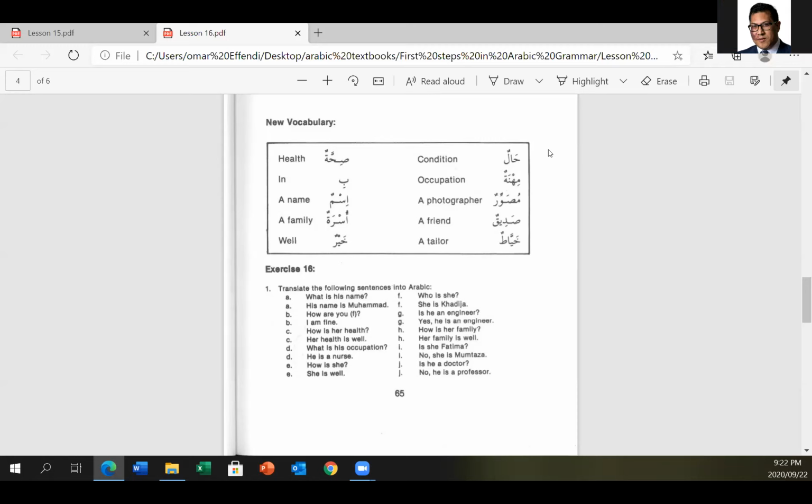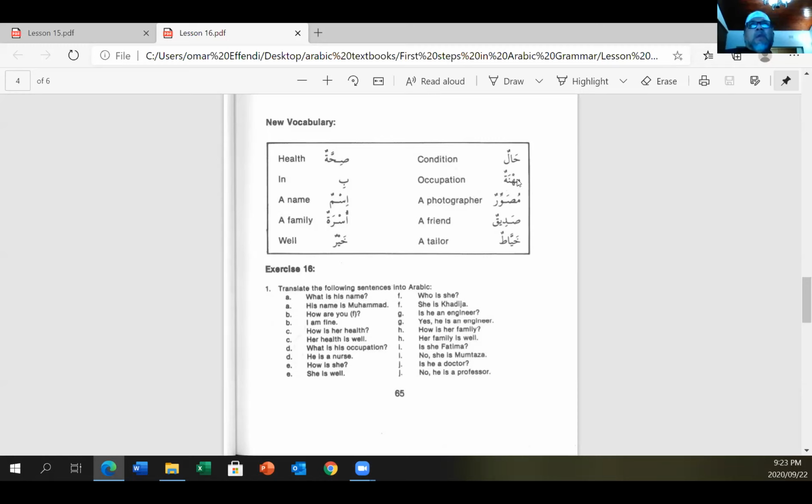This is like when you want to inquire about the person's condition, you say hal, kayfa halak, how's your condition. Or ask your wife, Carla, kayfa halik. Okay, occupation: mihna, so obviously mihnatuka.